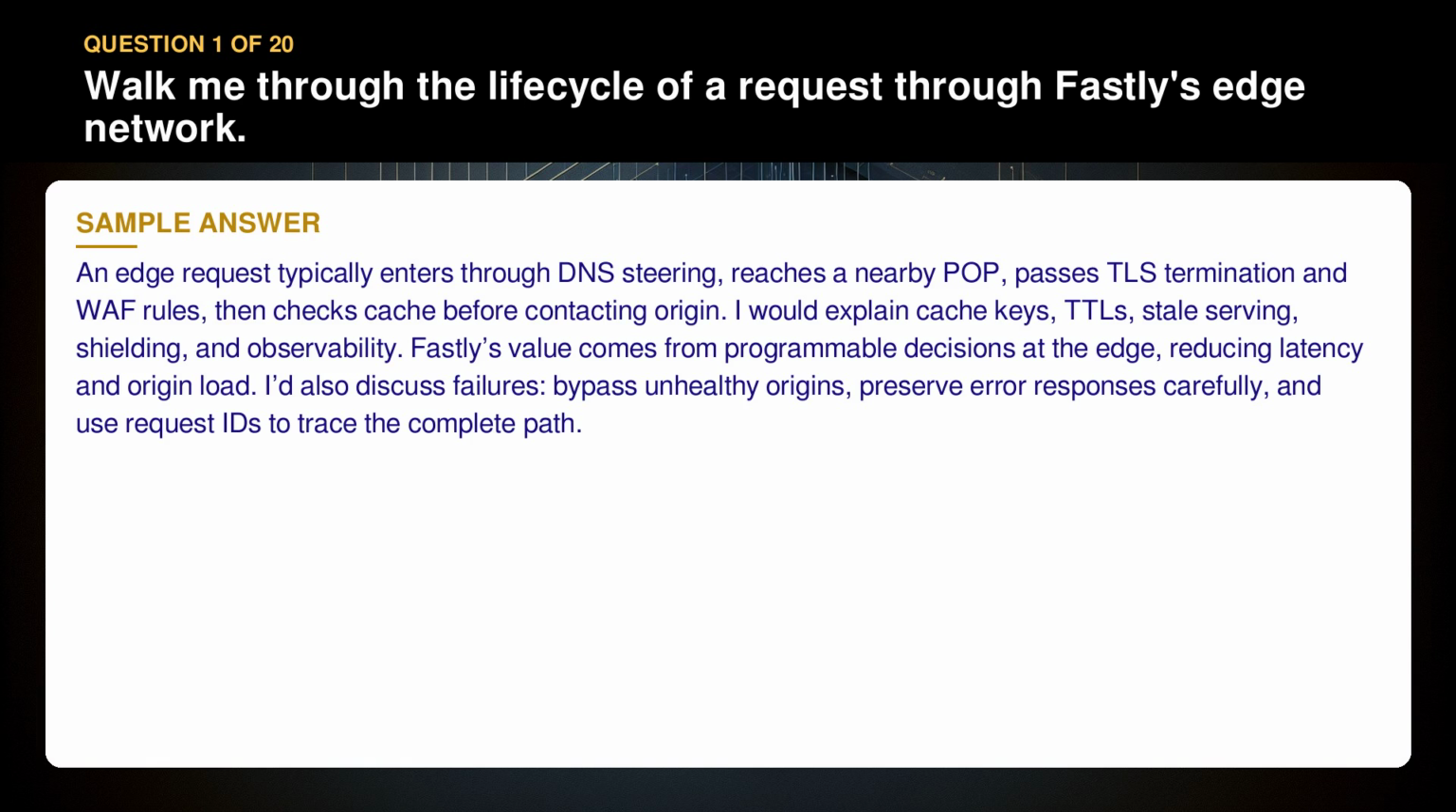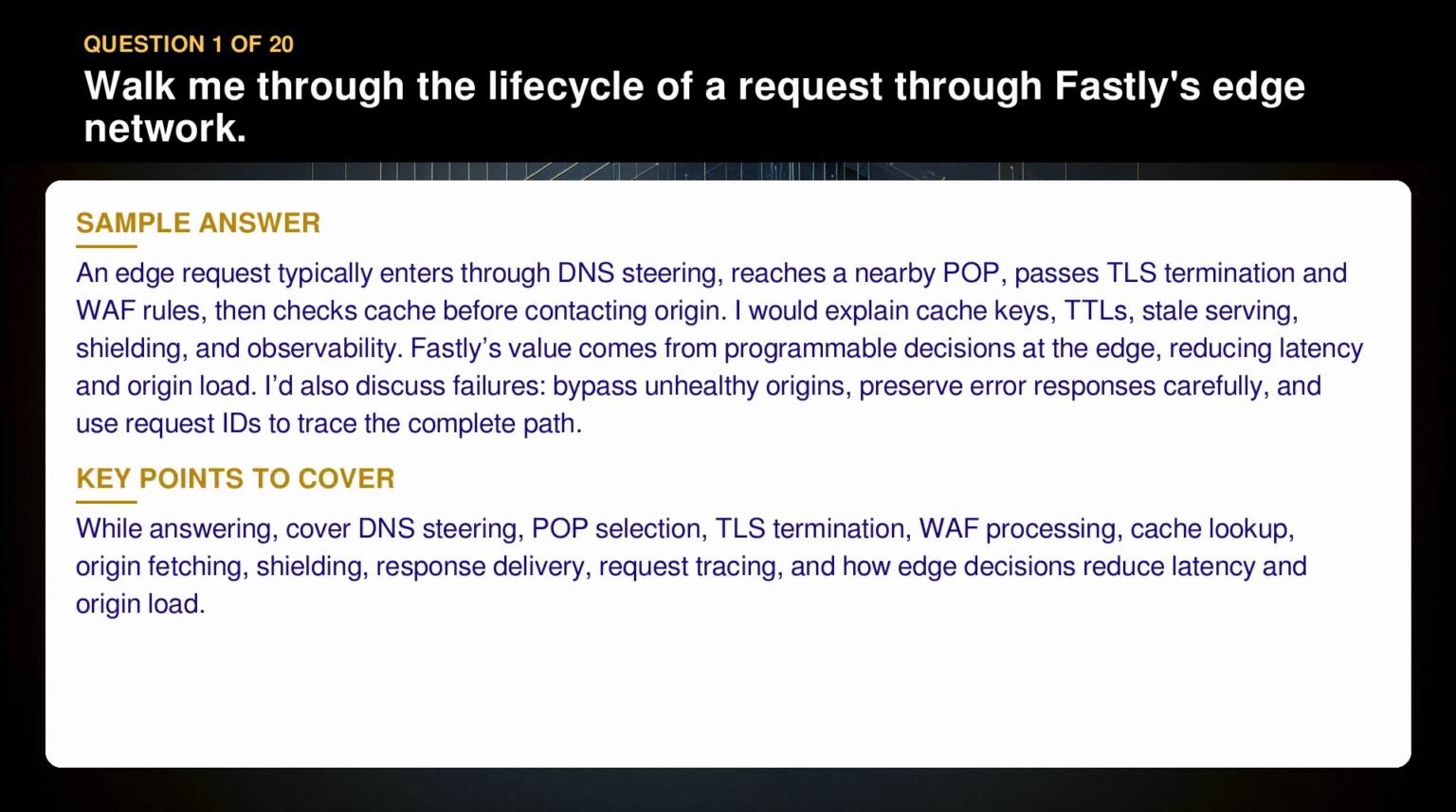I'd also discuss failures, bypass unhealthy origins, preserve error responses carefully, and use request IDs to trace the complete path. While answering, cover DNS steering, POP selection, TLS termination, WAF processing, cache lookup, origin fetching, shielding, response delivery, request tracing, and how edge decisions reduce latency and origin load.